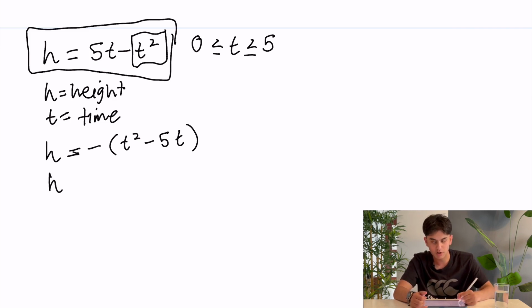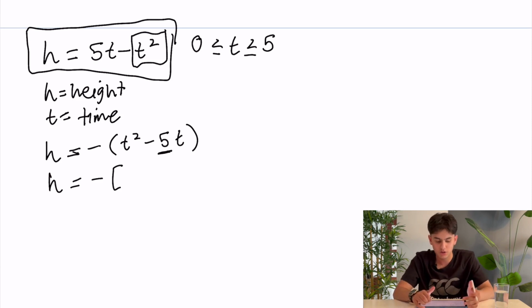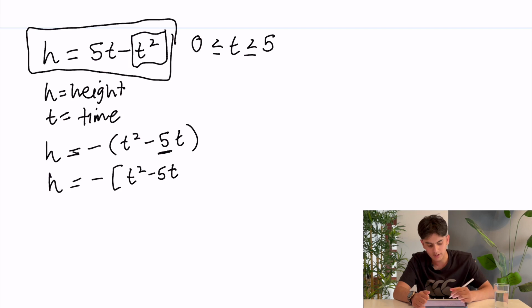And from there, we need to complete the square to convert it to turning point form. So this is where we're going to take half of our 5, then square it. So half of 5 is 2.5, and then 2.5 squared is 6.25. So we have t squared minus 5t, and this is going to be plus 6.25.